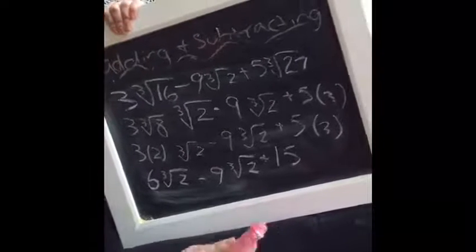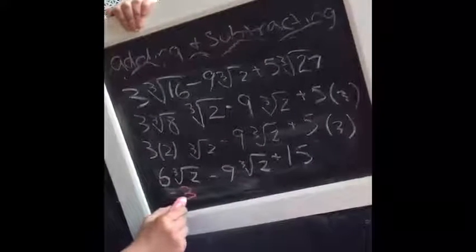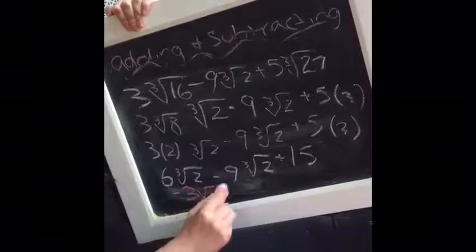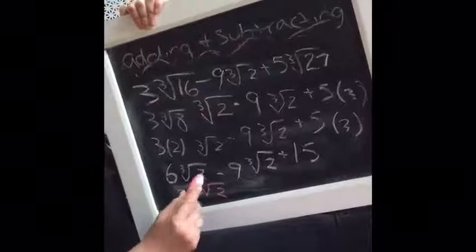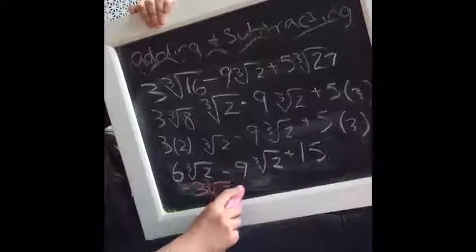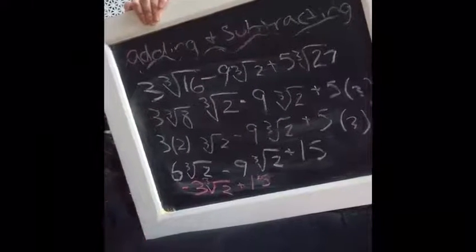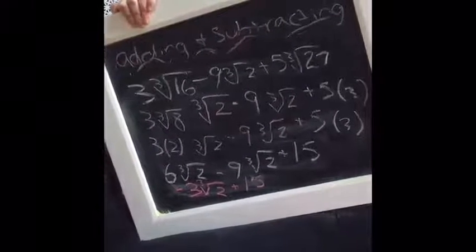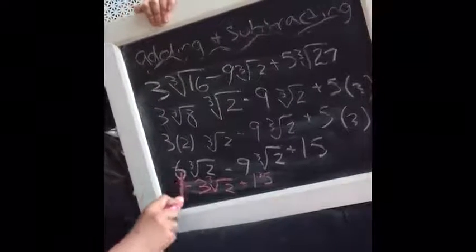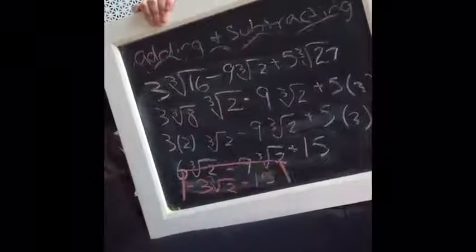And the answer will ultimately be negative 3 rad 2 with, of course, 3 in the index plus 15. And the reason that you don't add the 15 and the negative 3 is because you can't add unlike terms. So this just remains, and this is the full answer to the question.